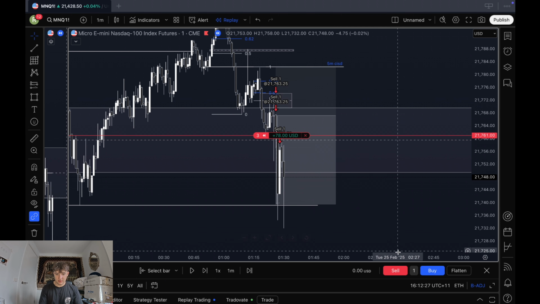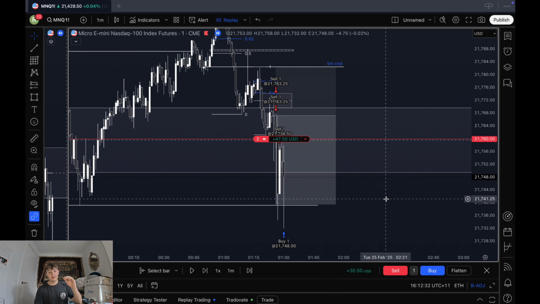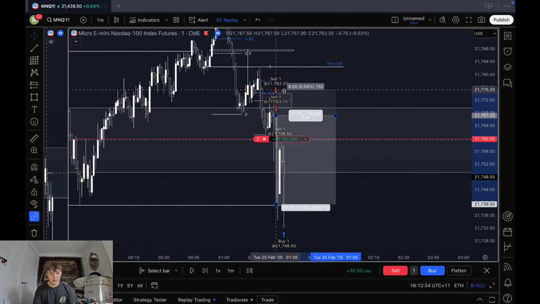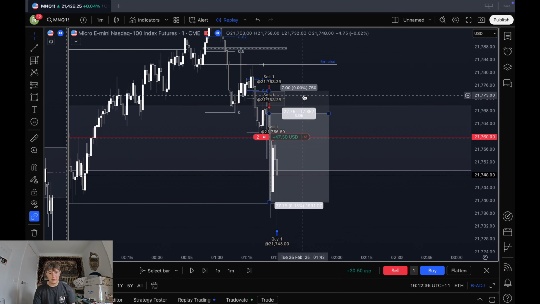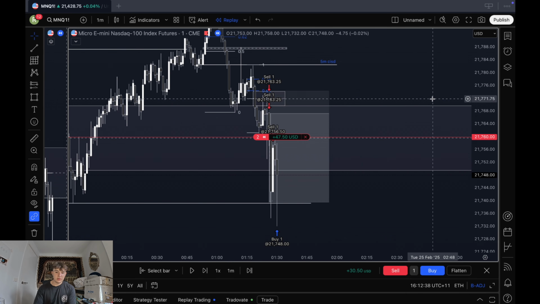and takes off at this low again. So I press buy of 1 contract, and then I move my stop loss back to here, further down, just to tighten the risk up a bit.